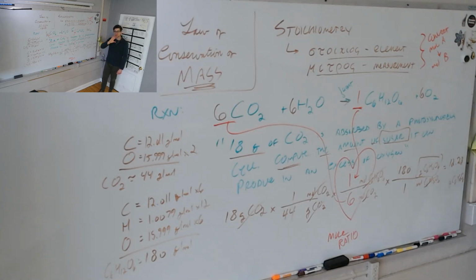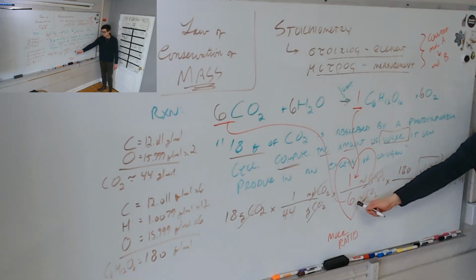Now, there are intricacies of this that your book goes into, finding limiting and excess reagents. I actually have videos about that. Computing percent yield, I have videos about that. Computing error in percent yield, I have videos about that. But this is the essence of it, and it's one new thing, the heart, the mole ratio.